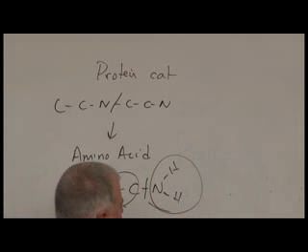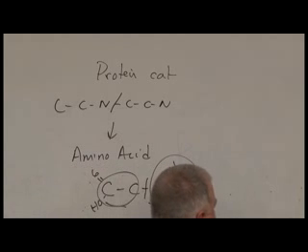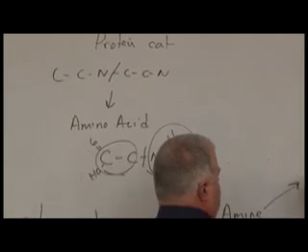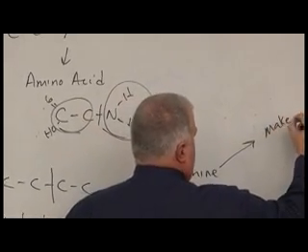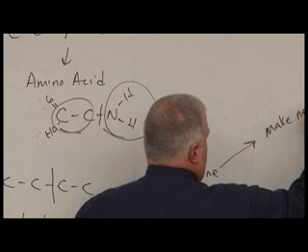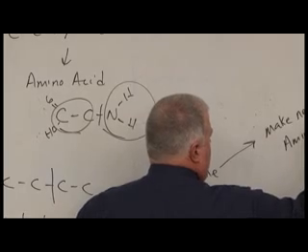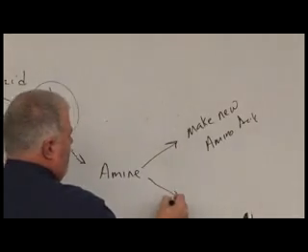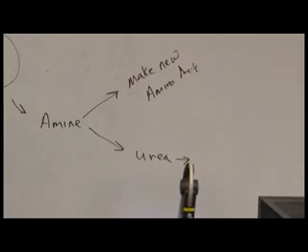And in the amine, we can do 2 things with it. We can take the amine and use it to make new amino acids. Or we convert it to urea and get rid of it in our urine.